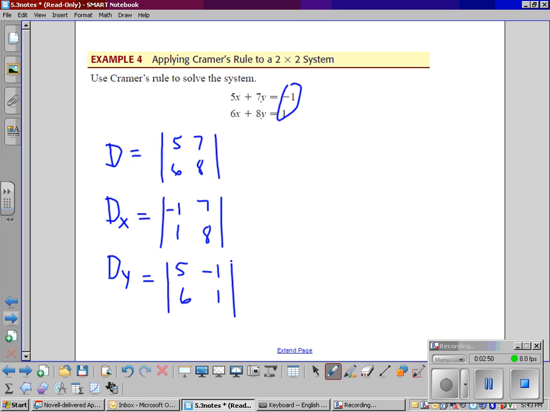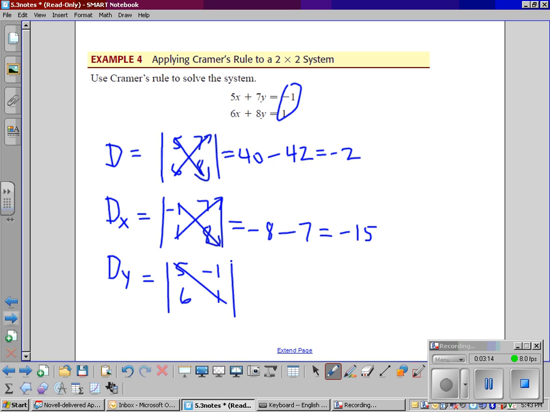Now let's go back and get the numbers that these determinants represent. On D, if I multiply in this direction, I get 40 minus 6 times 7 is 42, so I get -2. D sub x, I multiply this direction, I get -8, minus 1 times 7 is 7, that's -15. For D sub y, 5 times 1 is equal to 5, minus 6 times -1 is -6, minus -6 is +6, so I get 11.